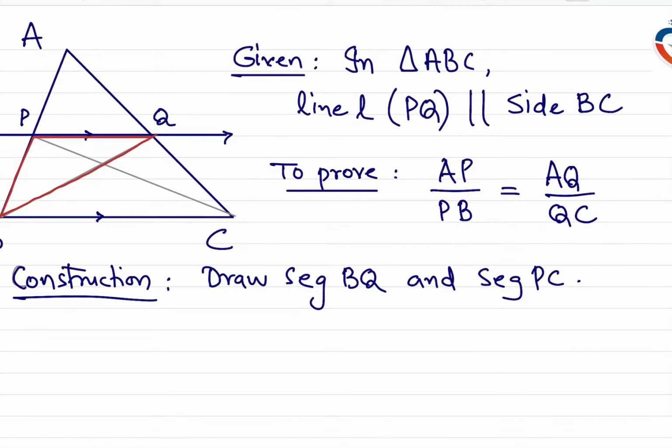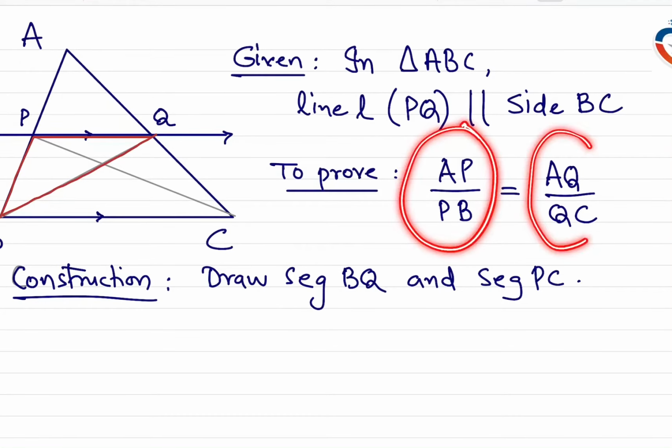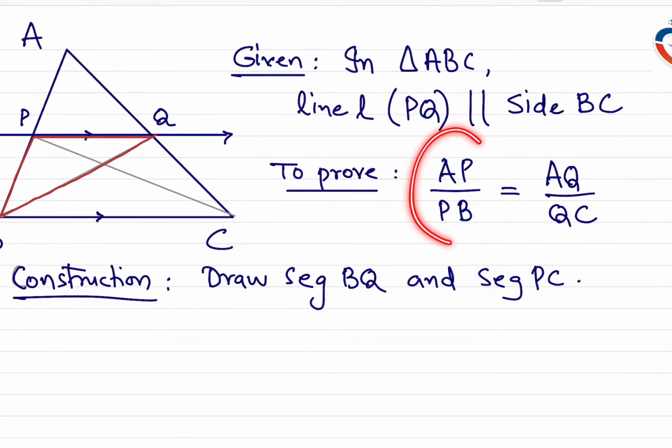If the heights are equal, then areas are proportional to corresponding bases. So I'll explain the concept of the proof, how you go about the proof. In this theorem, you want AP upon PB first, and then you want AQ upon QC. For AP upon PB, we consider these two triangles. The second time you want AQ upon QC, so we consider these two triangles. Clear?